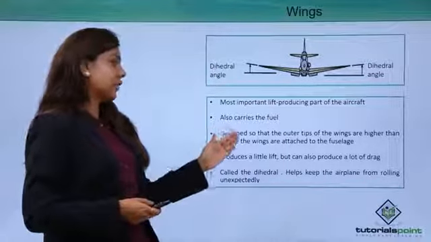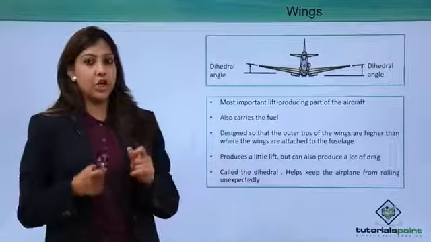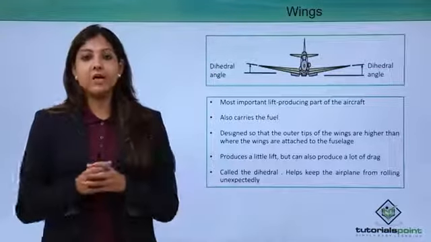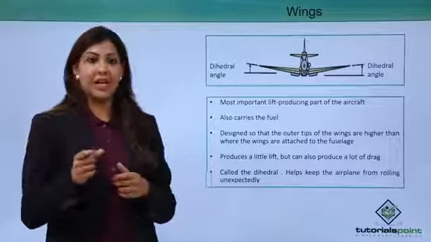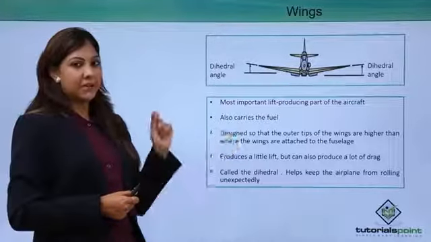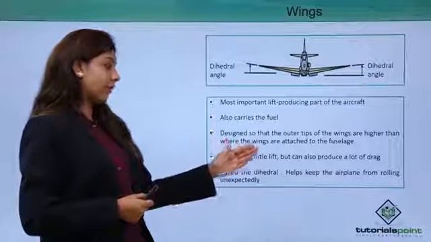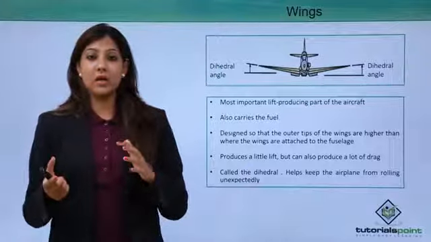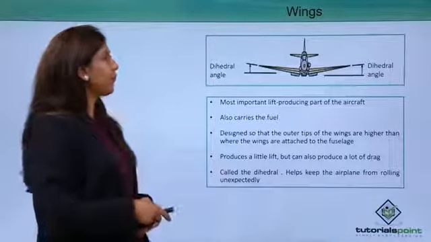It is designed in such a way that the outer tips of the wings are higher than where the wings are attached to the fuselage. If you have ever noticed the wings of the aircraft, you would see that the wings at the very tip are bent a little bit in the front. So that helps in the lift of the aircraft. It produces a little lift, but it can produce a lot of drag. It is called the dihedral because it helps keep the airplane from rolling unexpectedly. If at all the airplane might roll to one side or the other, that helps to keep it in place with the help of the wings.